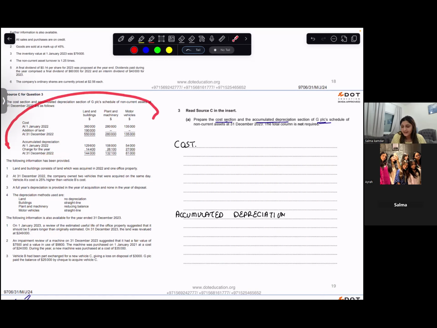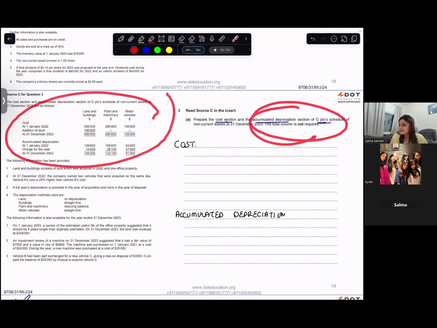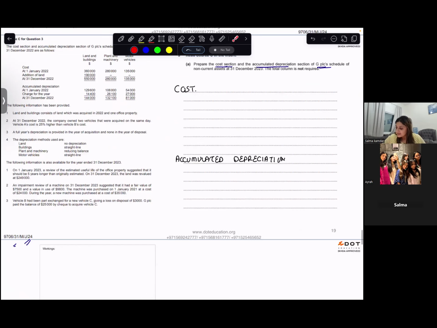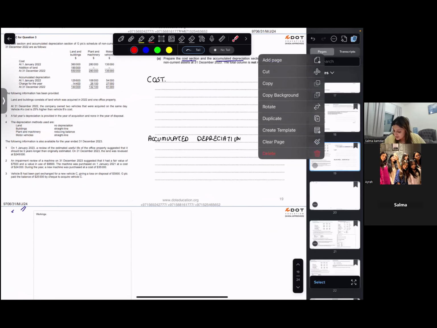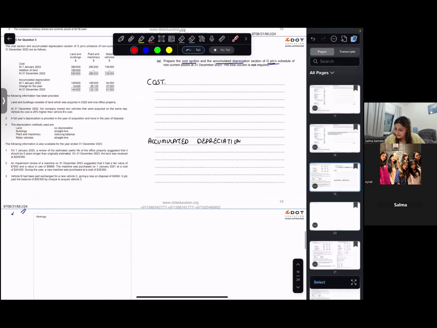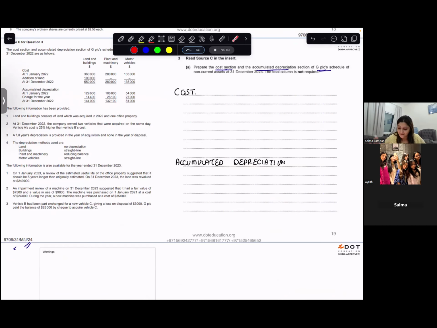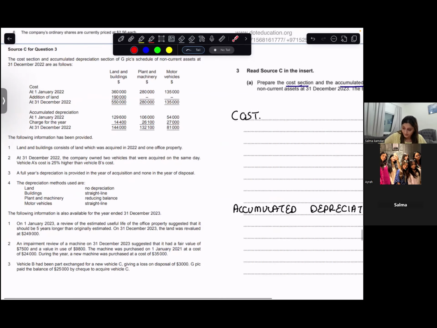If they have already given us the non-current asset schedule, why are they asking us to make another non-current asset schedule? There may be some adjustments that have not been recorded, or there may be something that has been forgotten to record, or some other issue. That is why they've asked us to prepare a non-current asset schedule.